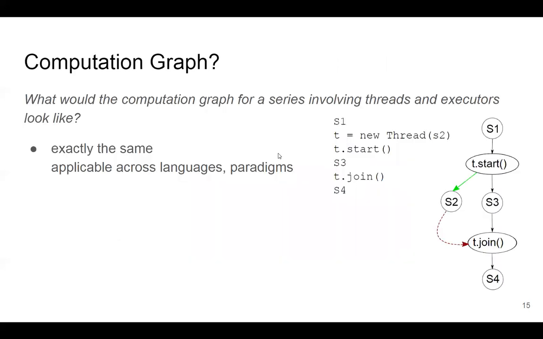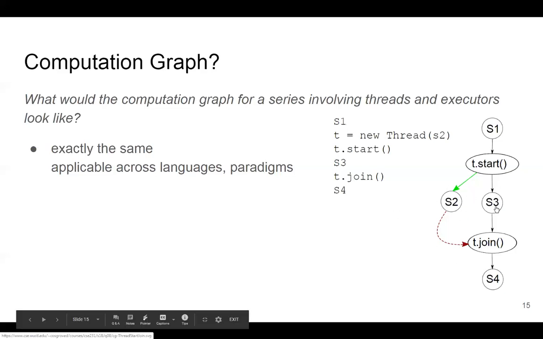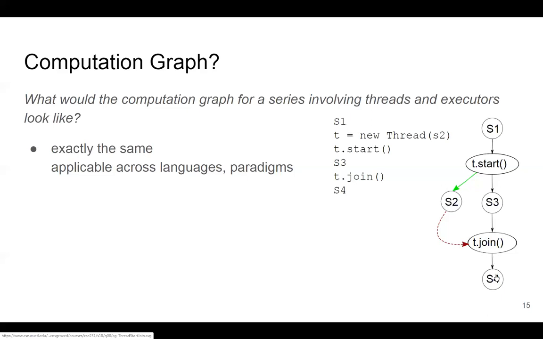Okay. Another good question is what would the computation graph look like for a series involving threads and executor services? It looks exactly the same. I want you to know that computation graphs are applicable across languages and paradigms. Imagine this code where we do statement 1, create some thread whose runnable would be statement 2. I start that thread, then I execute S3 in the continuation, then I join this thread, and then do S4. This looks just like the async and finish graph we did before, with different things to start it, different things to async it and finish it. So statement 1 goes, we start the thread. S2 and S3 can now run in parallel with each other. And then we join, which says, make sure that there's this join edge in here so I won't press on to do S4 until both of these things are complete. Or more specifically, this is complete. The normal continuation handles this part.